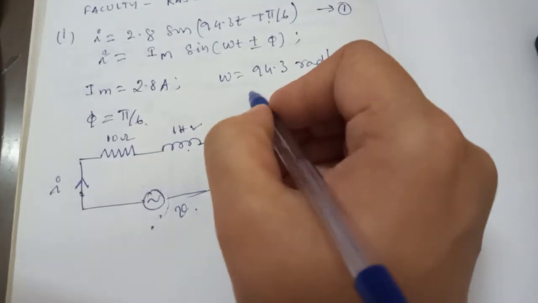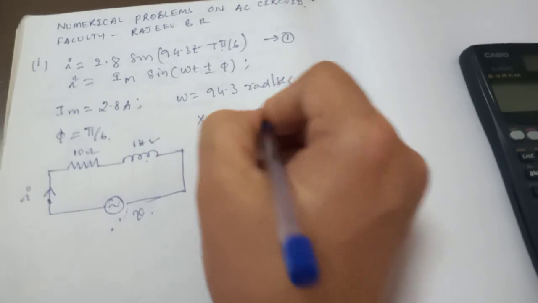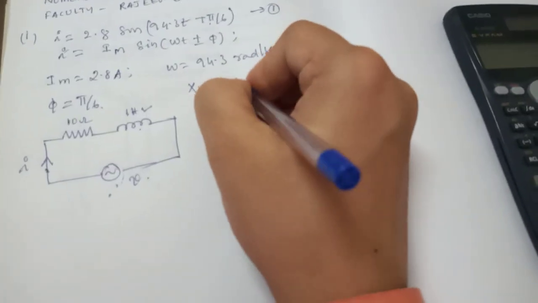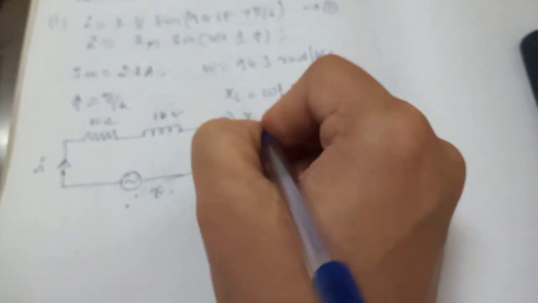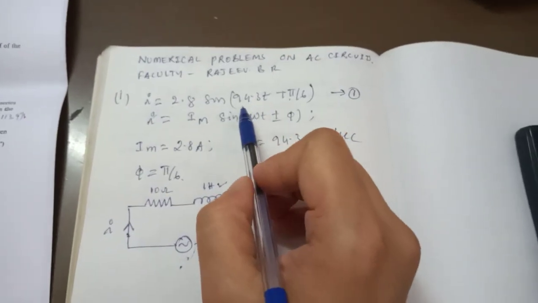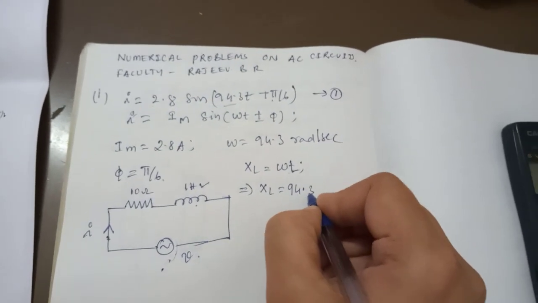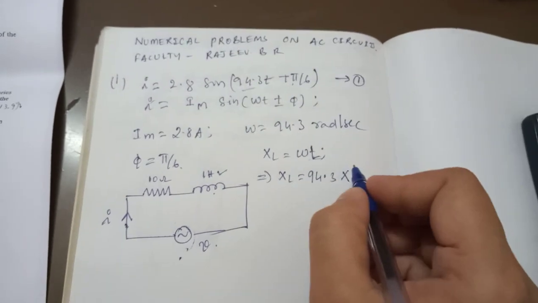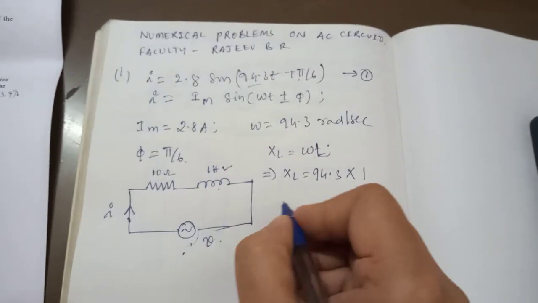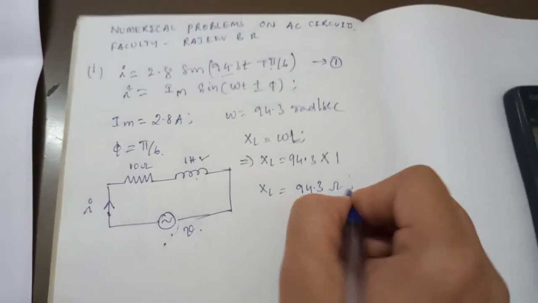Now what is XL? XL is equal to omega L. This formula you know. What is omega? It is given here. You compare with the equation here: omega is 94.3. So 94.3 into L. What is the value of L? 1 Henry they have given. So XL is equal to 94.3 ohms. Hope this is understood. Now what is impedance?